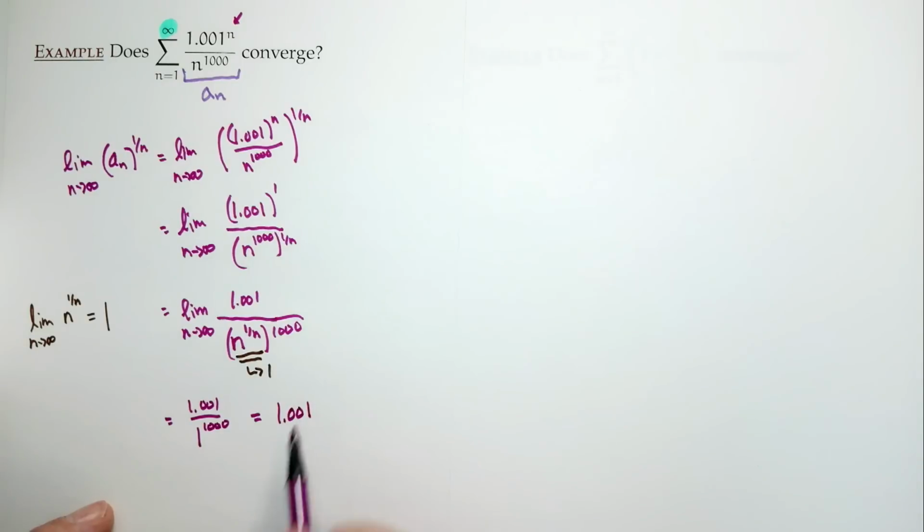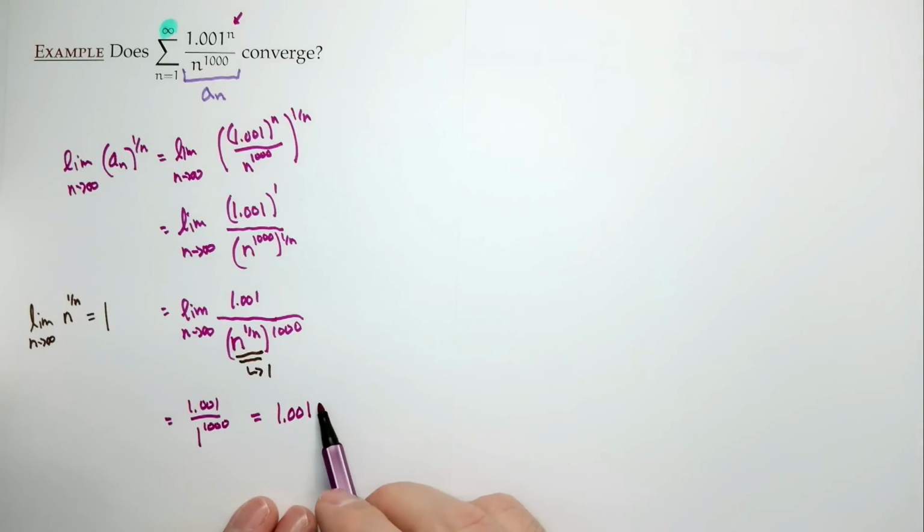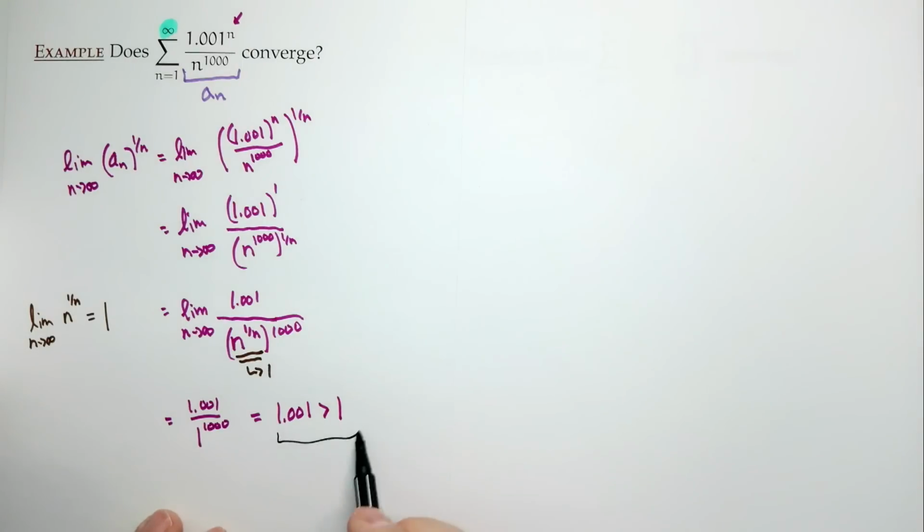So it's 1.001. Now, how does 1.001 compare to the number 1? Well, it's bigger than 1. It's 0.001 bigger than 1. So it's really close to 1, but it doesn't matter that it's close to 1. It matters that it's bigger than 1. And so what's the conclusion? Well, by the root test, that's the problem with the root and the ratio test. They're too similar in the way they're written and the way they sound. So since a sub n to the 1 over n goes to rho, which is 1.001, which is bigger than 1, then by the root test, what's our conclusion? The series diverges.